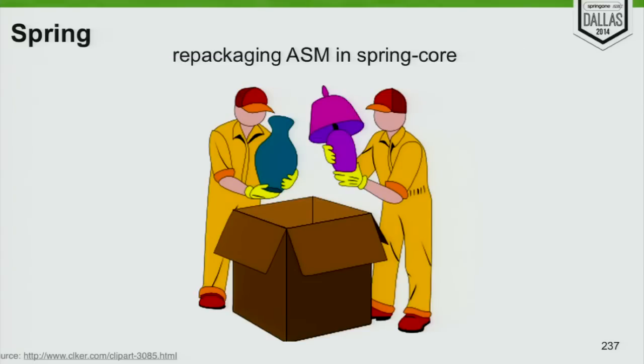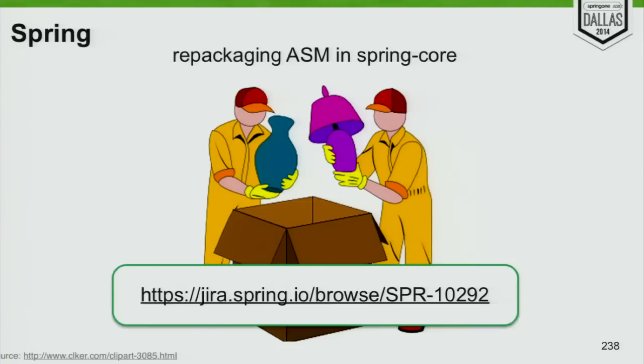So one thing you probably have also seen is that Spring Core packages in ASM now. And I think this is an interesting story. There's the JIRA on it. But essentially, people wanted to run Java 8 with Spring 3.x. And 3.x was hooked up to ASM 4, which only supports Java 1.7.